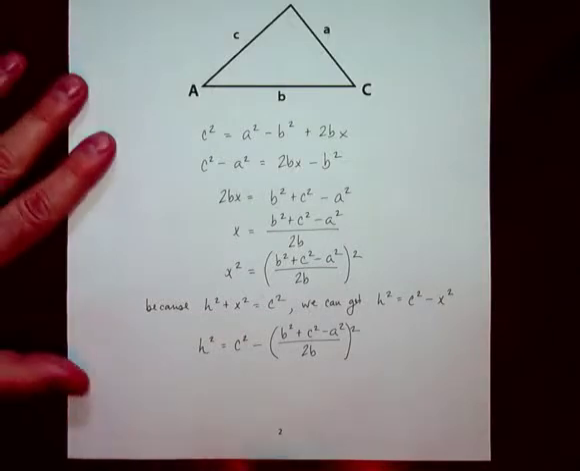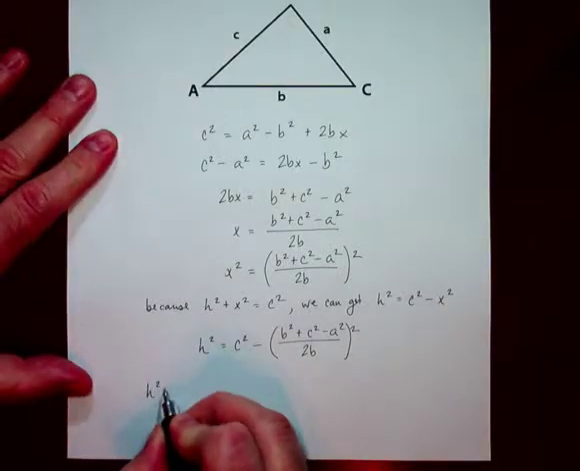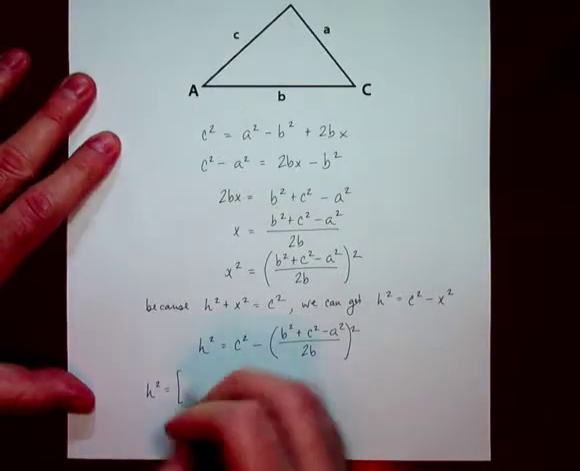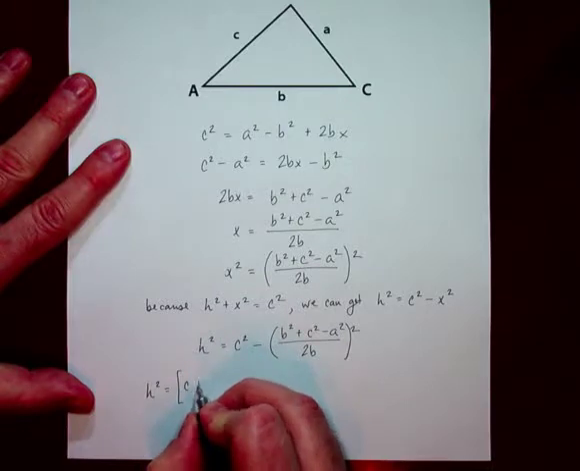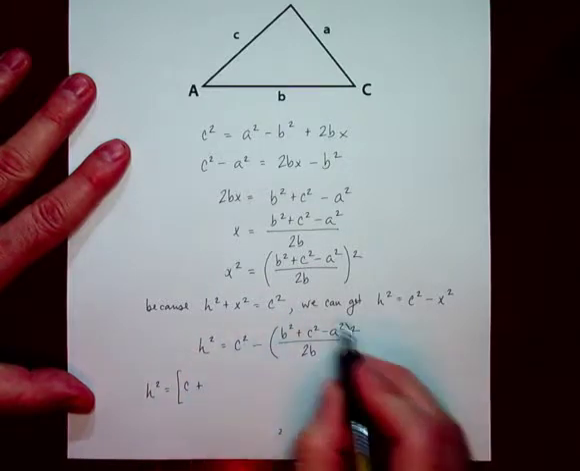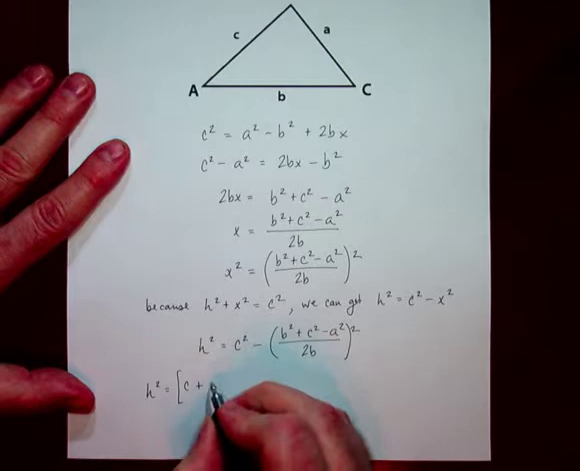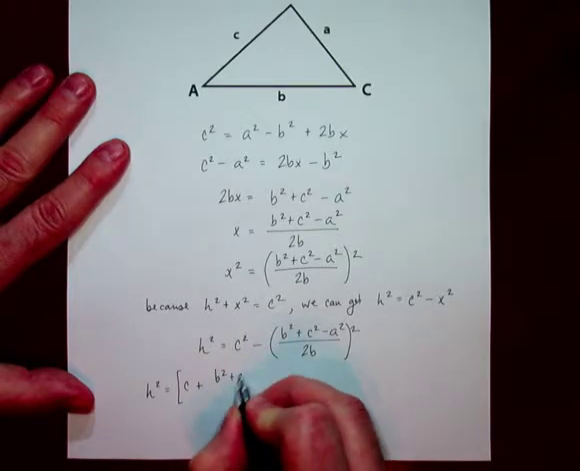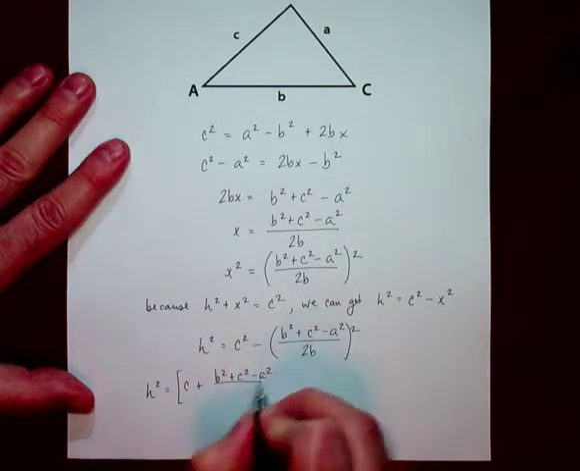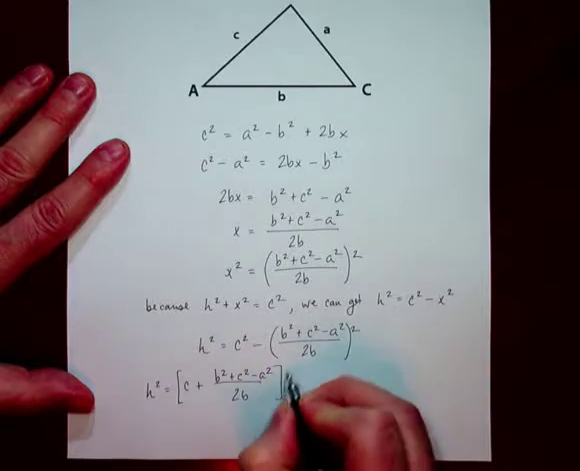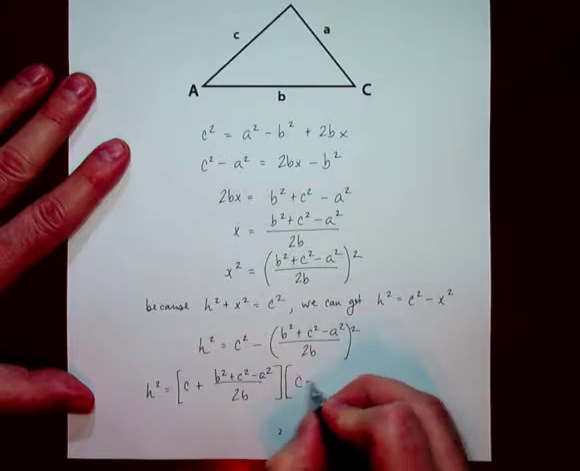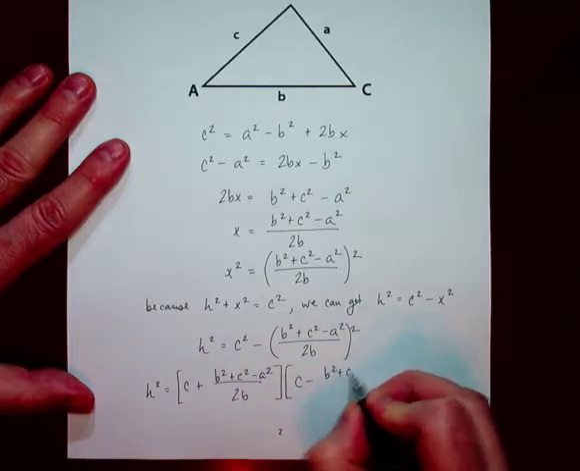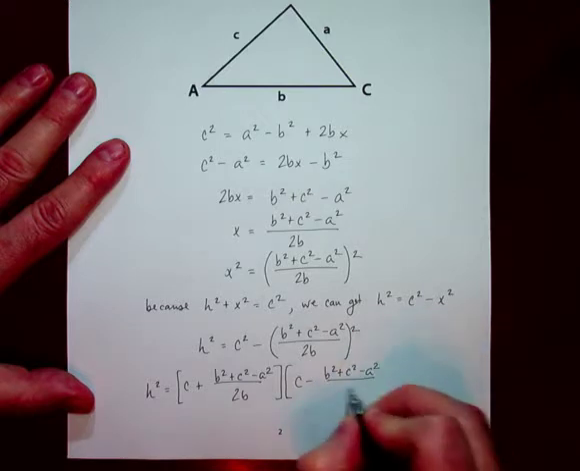Okay? And I'm going to go ahead and break it apart as such. So I get c, so this is my first square, and this whole thing is my second square. So it's (c plus (b squared plus c squared minus a squared) all over 2b), and (c minus (b squared plus c squared minus a squared), all of that over 2b).